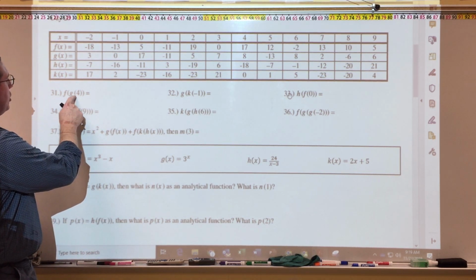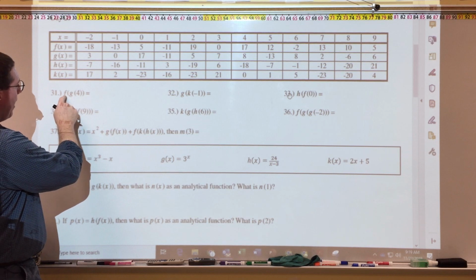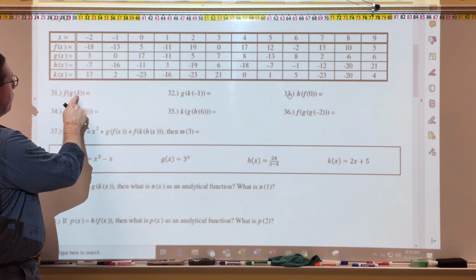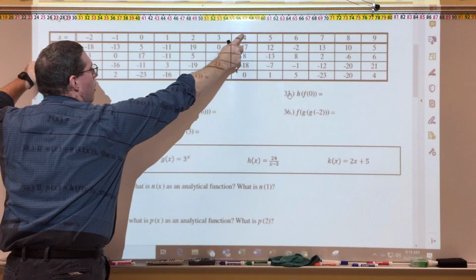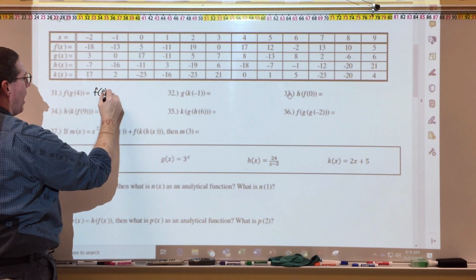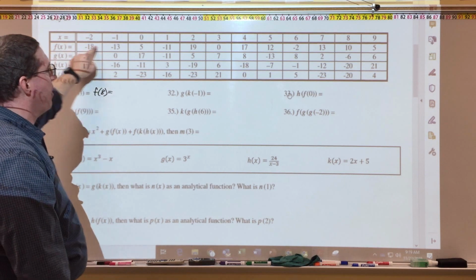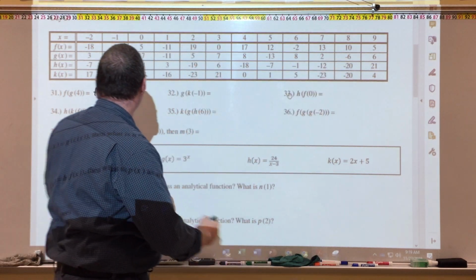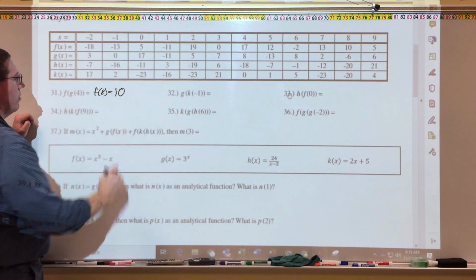All right, so we have f of g of 4. In order to identify f of g of 4, I first need g of 4. So g at 4 is 8. So this is the same thing as what is f of 8? Well, that's easy to find. F of 8 is 10. Therefore, the answer to question 31 is 10.